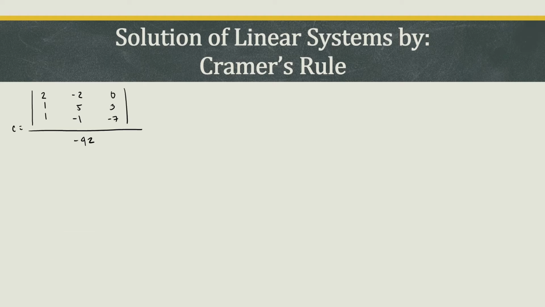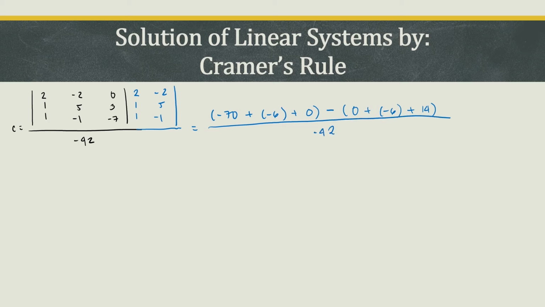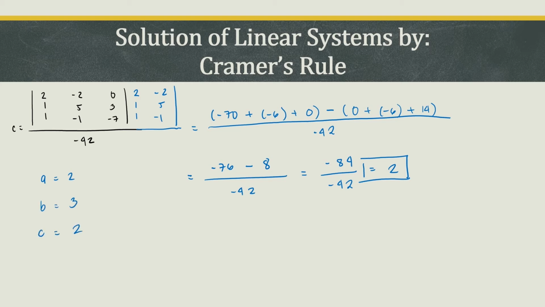Lastly, for c, here we perform diagonal multiplication again, so copy the first two columns. So this would be negative 70 plus negative 6 plus 0 minus 0 plus negative 6 plus 14 all over negative 42. Simplifying, this would be negative 76 minus 8 over negative 42, which is negative 84 over negative 42, equal to 2. Now this is your c value. So our values for a is 2, b is equal to 3, and c is equal to 2. And then our solution set could be written as 2, 3, 2.